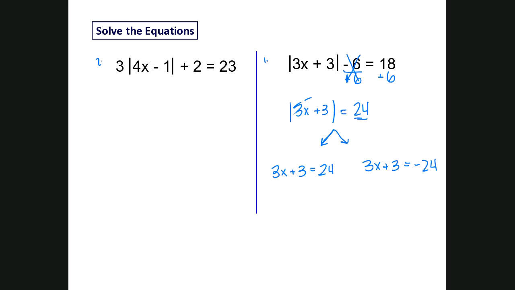Okay, so now we just have two equations to solve. 3x plus 3 equals 24. Let's do this one first. Subtract 3 on both sides. I'll do these kind of quicker. So we have 3x equals 21. Divide by 3 on both sides. Cancels, and I'm left with x equals 7.